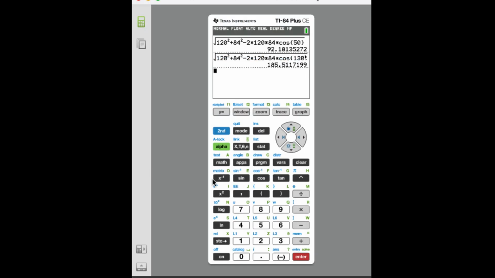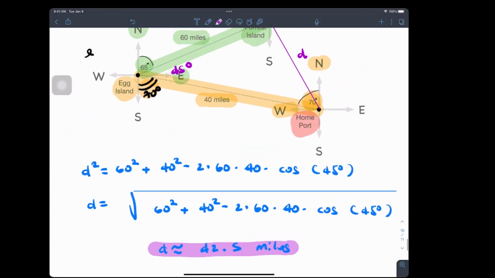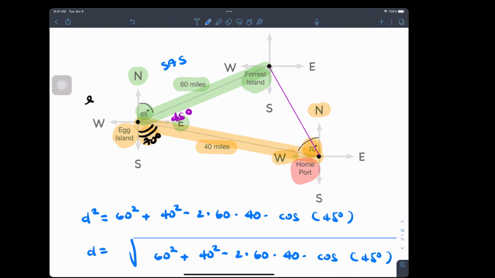So let's go to the TI and you say, okay, this is second square root now. This is going to be what? 60 squared plus 40 squared minus 2 times 60 times 40 times cosine 45 degrees. Now, ladies and gentlemen, what's your distance? That's about 42.5 miles, because we're going to go to the nearest tenths position. So 42.5 miles. There you guys go. What do you guys think? Pretty good? It's 42.5 miles.